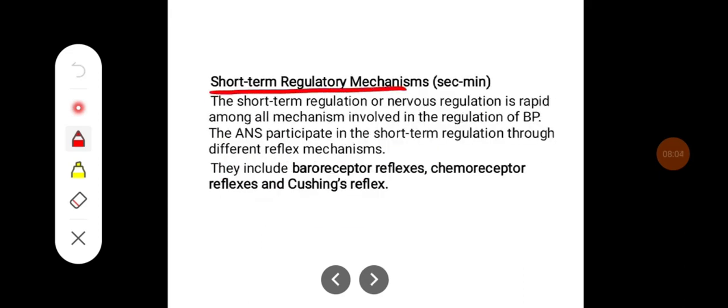Short-term regulatory mechanisms act within seconds to minutes. Among all the mechanisms involved in the regulation of blood pressure, the short-term nervous regulation is the most rapid. The autonomic nervous system participates in the short-term regulation through different reflex mechanisms. They include baroreceptor reflexes, chemoreceptor reflexes, and Cushing reflex.